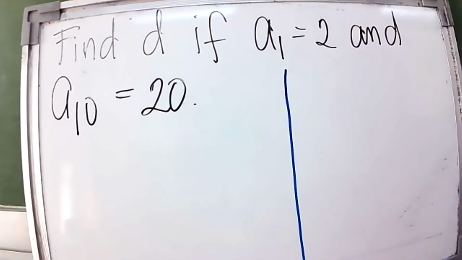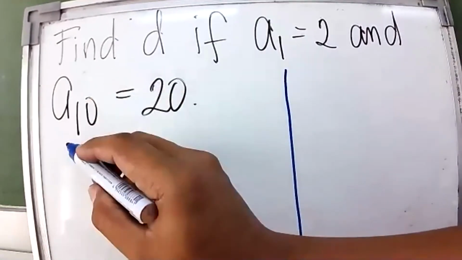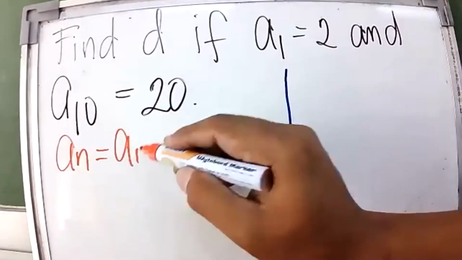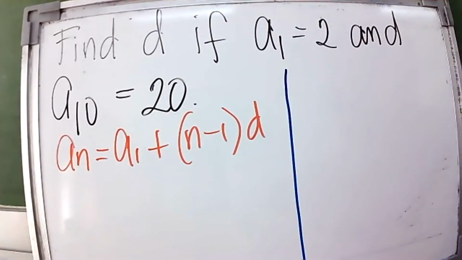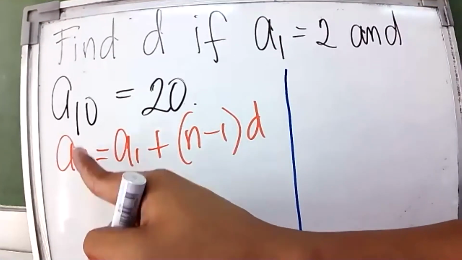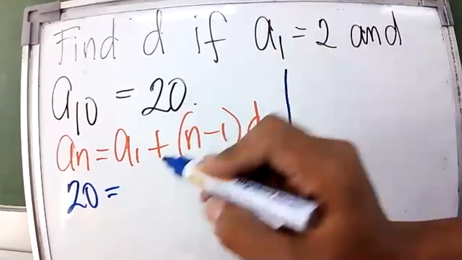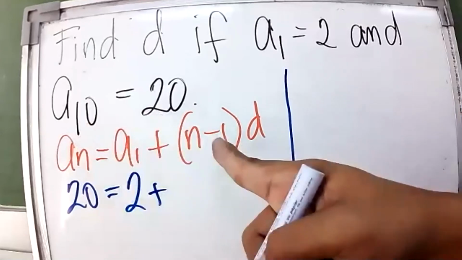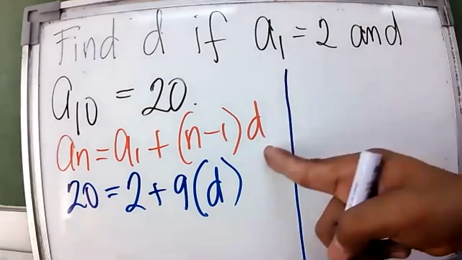2 ways again. Ready? To do this, let's use the formula. Again, a sub n is equal to a sub 1 plus n minus 1 times d. Substitute. We will have a sub 10. Of course, this is the last term. Our last term is 10, so that's 20, is equal to our first term 2 plus n, n is 10 minus 1, that's 9, times d. Because d is still unknown.